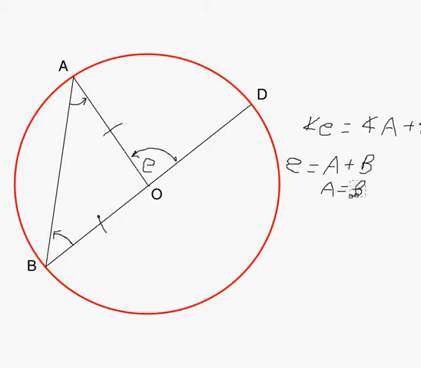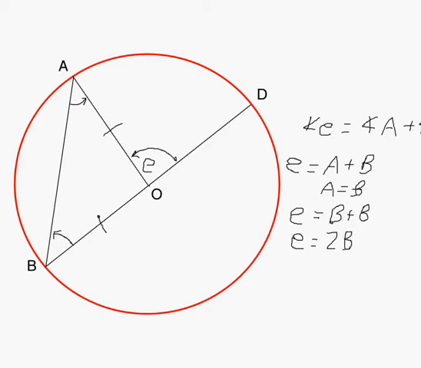Therefore, we have that angle E equals angle B plus B. We just replaced A with B because we know A equals B. That's another way of saying E equals 2 times angle B.